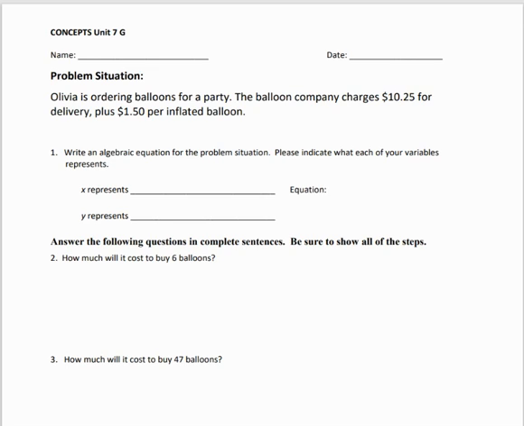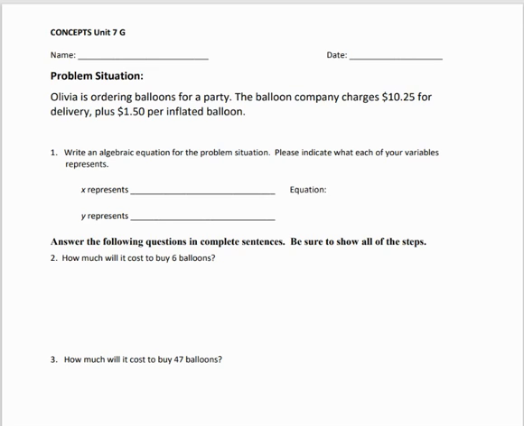It says, Olivia is ordering balloons for a party. The balloon company charges $10.25 for delivery plus $1.50 per inflated balloon. Write an algebraic equation for the problem situation, and then define your variables. So, what do we think here? And to define those variables, we can always look down at questions 2 and 3.